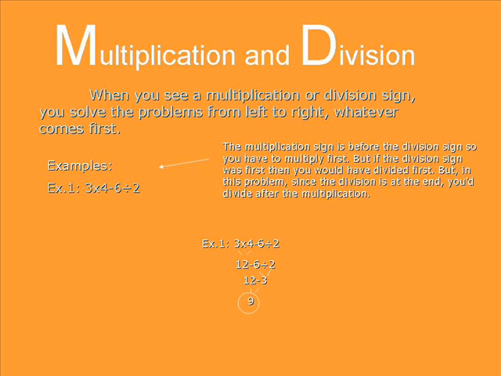When there is a number next to a number in parentheses with no sign, it always means multiplication, and you solve as if there were a multiplication sign.